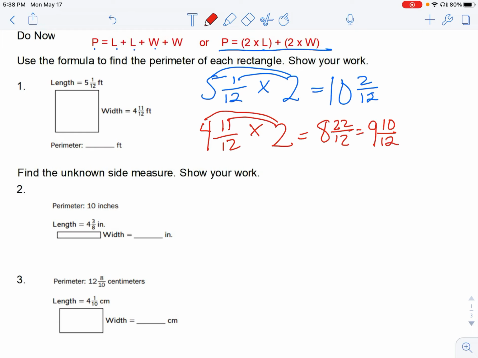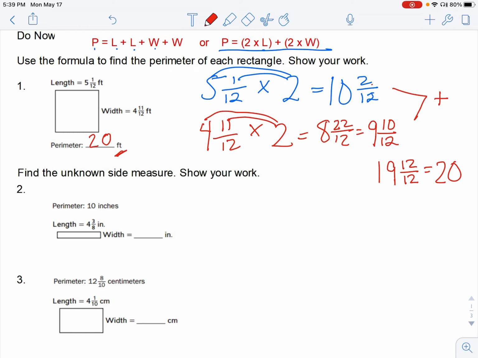Okay, so now to find my final perimeter, I'm going to need to add these two up, which again, you know how to do, right? We'll add our whole numbers. 10 plus 9 is 19. Then we'll add our fractions. 2/12 plus 10/12 is another 12/12. But, my eyes, I would never leave an answer like that. Ugh, no way. I know 12/12 is a whole, so I get a total of 20, a nice round number. And that's 20 feet. We're given the units.